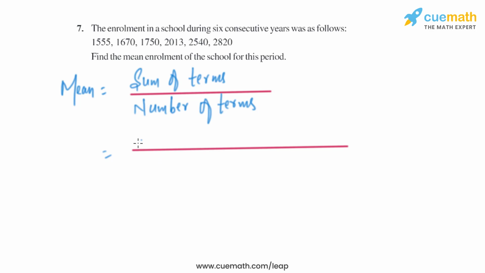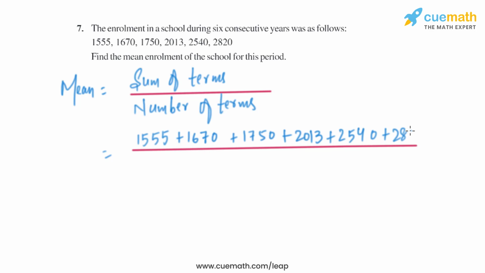So let's find the sum of terms. So it is 1555 plus 1670 plus 1750 plus 2013 plus 2540 plus 2820, divided by the number of terms. As we can see, there are 1, 2, 3, 4, 5, 6. 6 terms are there, so we will divide it by 6.